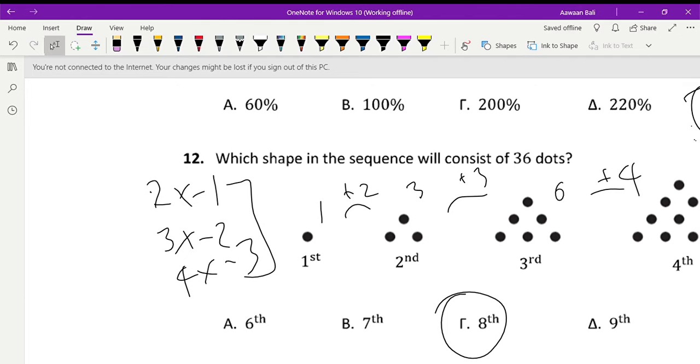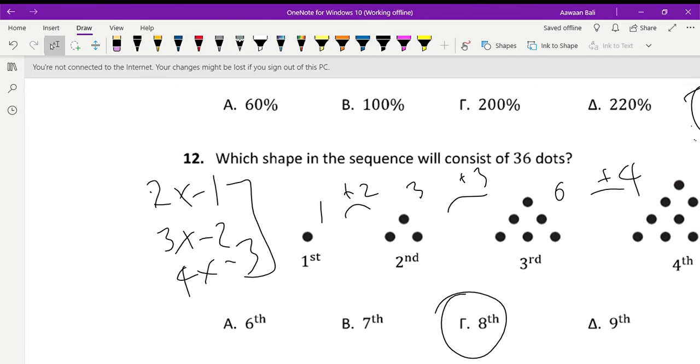4 times 2, 8, minus 3, 5. That doesn't work either. Which means that there must be a simple thing that's happening here. Something that we're missing. Let's say that we started with 0.